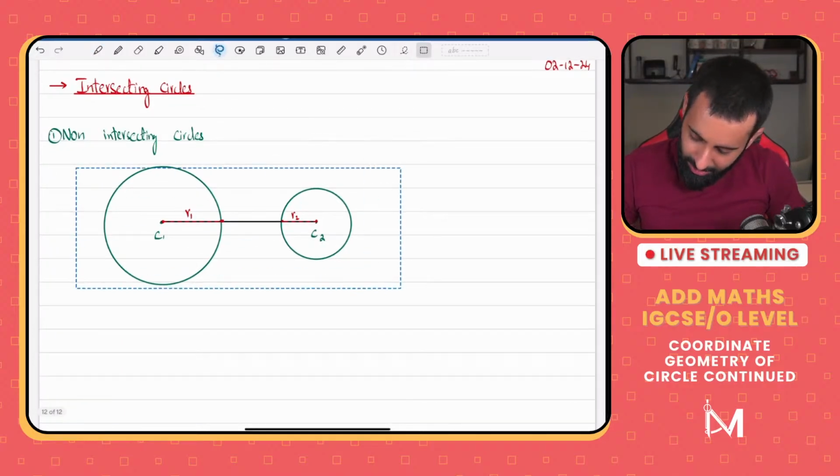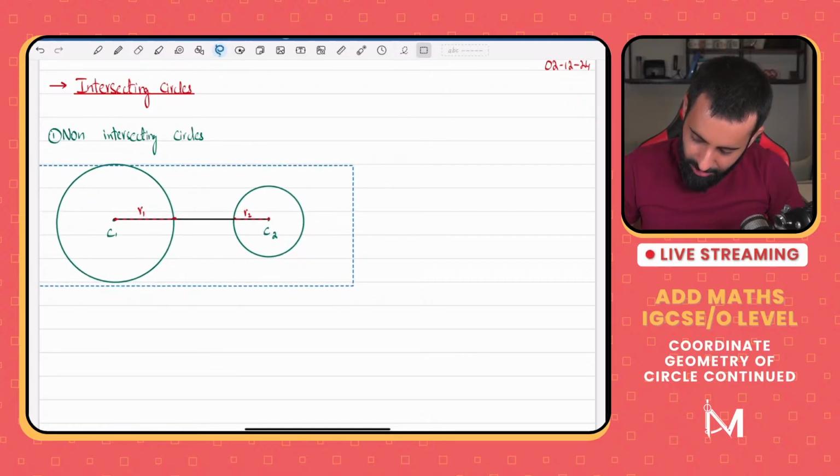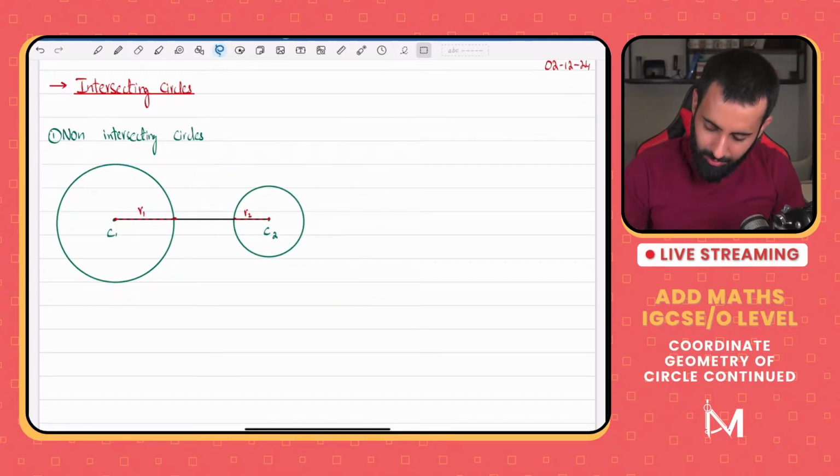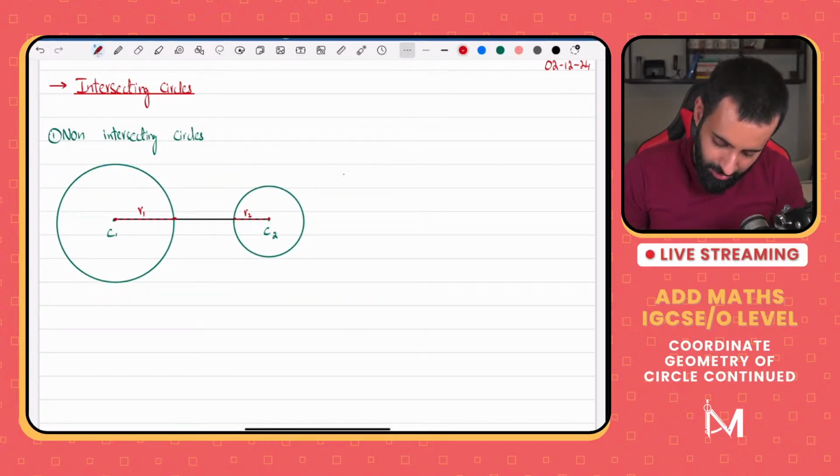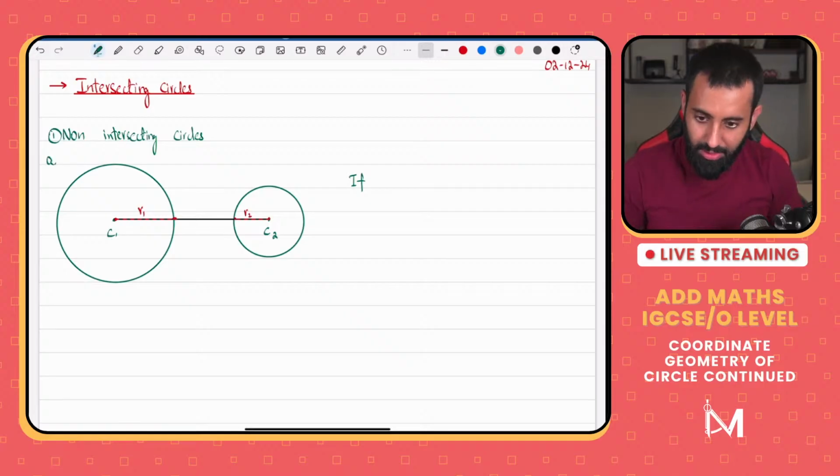Now, how do we identify without actually drawing it? How do we identify that the 2 circles will not intersect? So for that, let's write down an important note. Here's an important note. Let's write it down. By the way, in case you guys are taking notes alongside, this is part A.